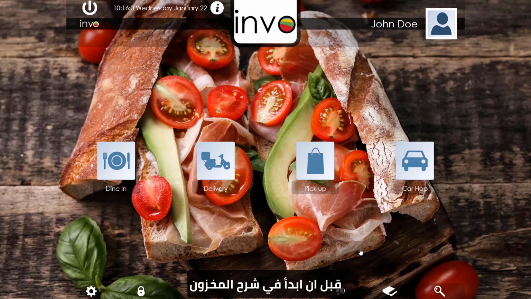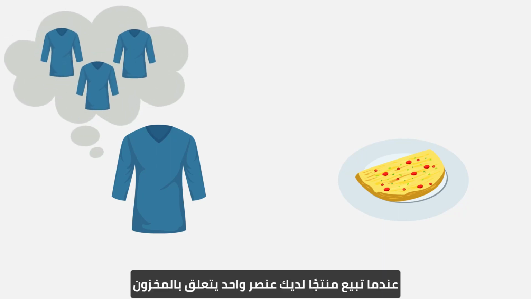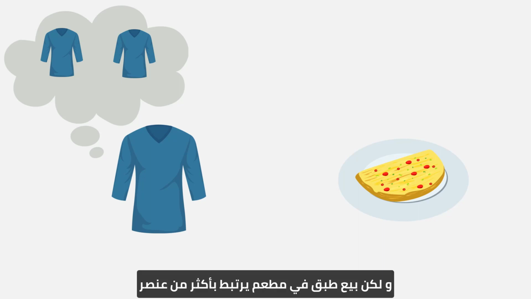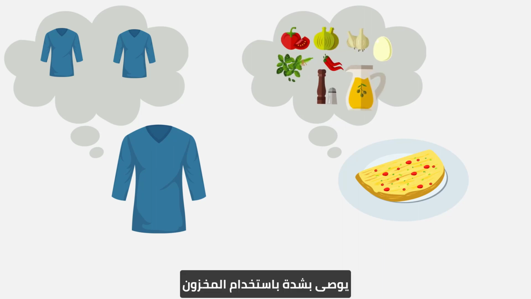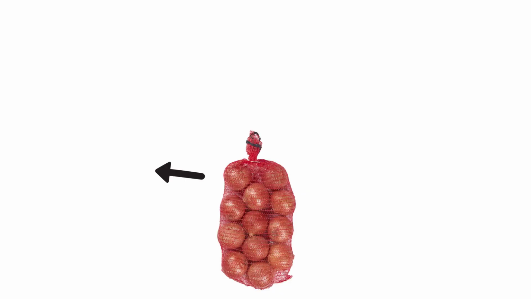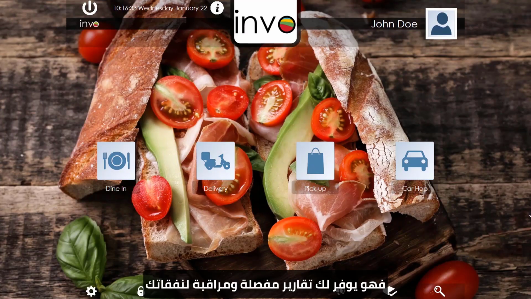Before I start explaining the inventory, I'd like to point out a few facts that you should know. Selling a physical product in a store is different from selling a dish in a restaurant. When you sell a product, you have one item related to the inventory. However, selling a dish in a restaurant is related to more than one inventory item. It is highly recommended to use Invo Inventory so that you can monitor each item within your inventory. It gives you detailed reports and lets you watch over your expenses.